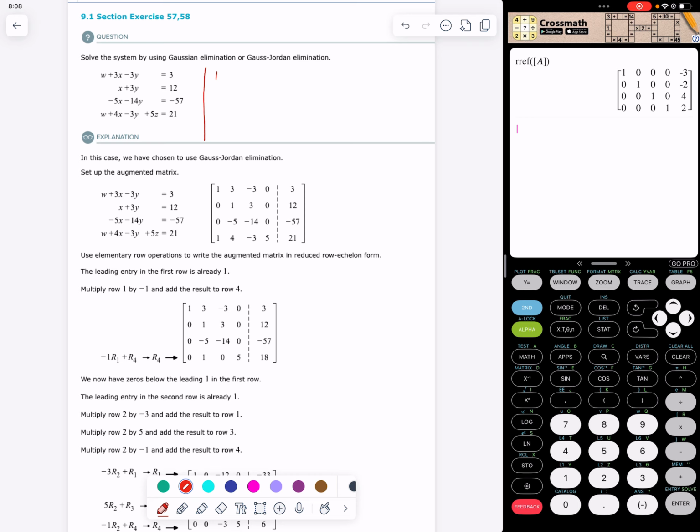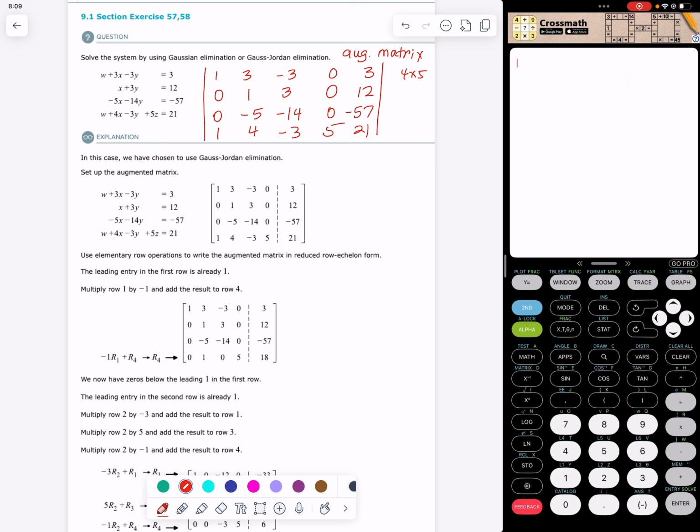I think it's important. So we have 1, 3, -3, 0, 3. We have a 0, a 1, a 3, a 0, and a 12. 0, -5, -14, 0, -57. And here we have a 1, 4, -3, 5, and 21. This is our augmented matrix. And as you can see, we have a 4 by 5. And we're going to go straight to the calculator.